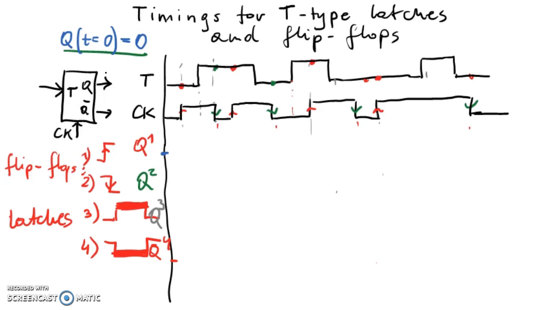Let's recall the operation of T-type flip-flop or latch. If there is 0 on T, no change on Q. If there is 1 on T, it toggles its state. It simply inverts its state on Q.